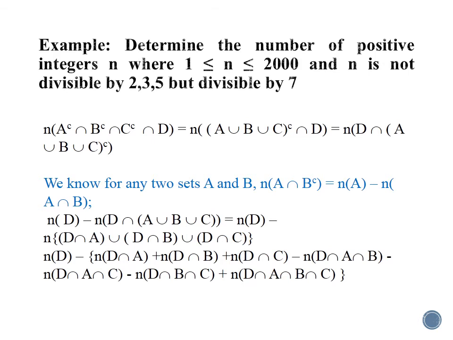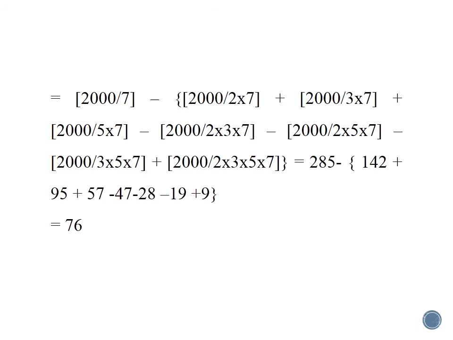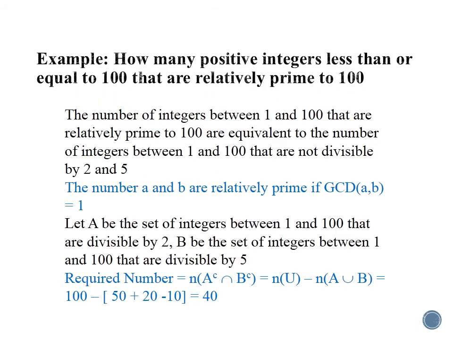Now we know for any two sets A and B, cardinality of A intersection B complement equals cardinality of A minus cardinality of A intersection B. Now we apply this concept to the above. Then it becomes cardinality of D minus cardinality of D intersection A union B union C. When we apply the distributive law, we get the answer as 76. Next example. How many positive integers less than or equal to 100 are relatively prime to 100?